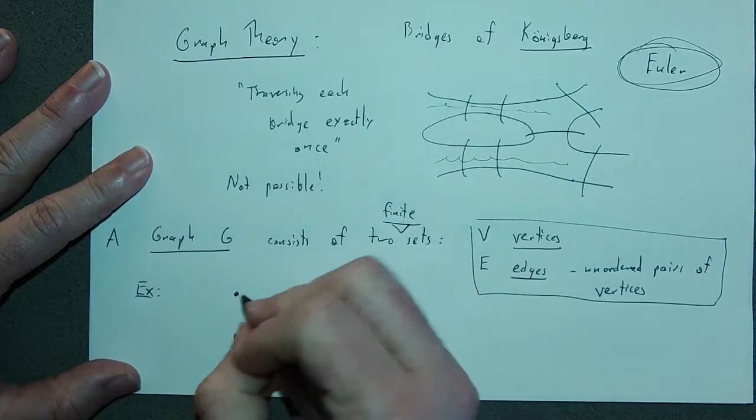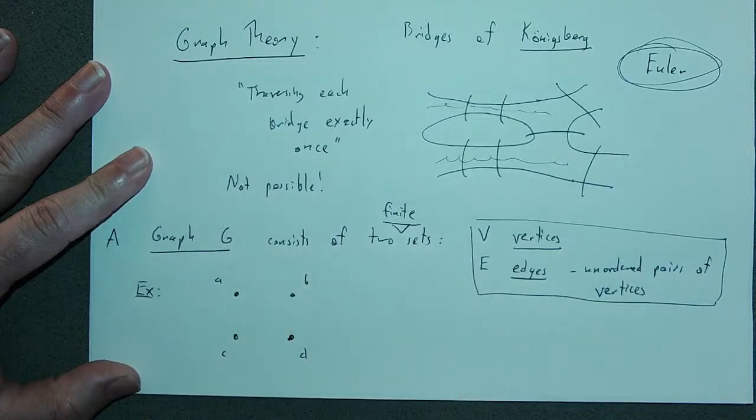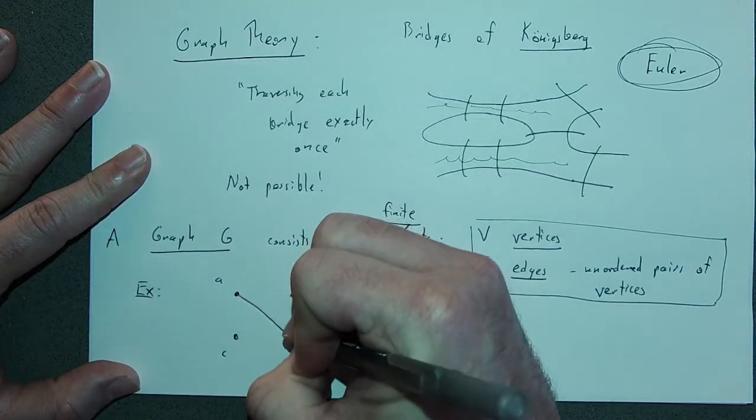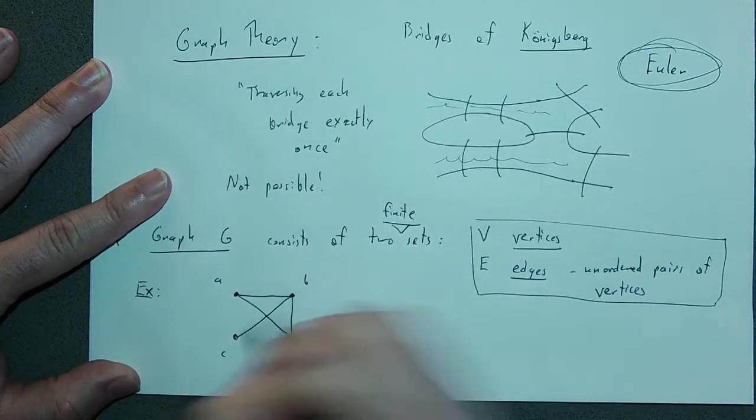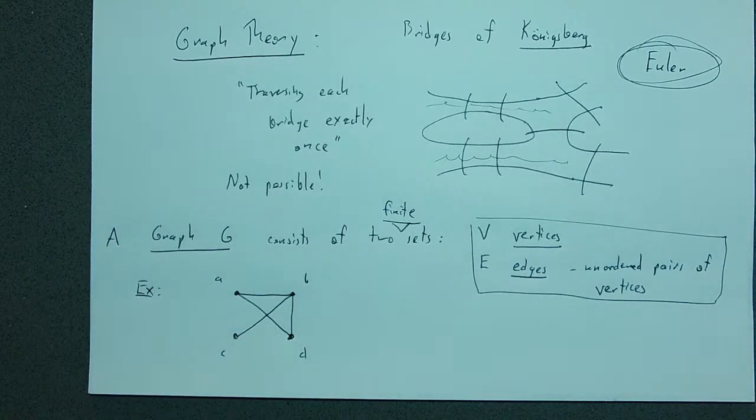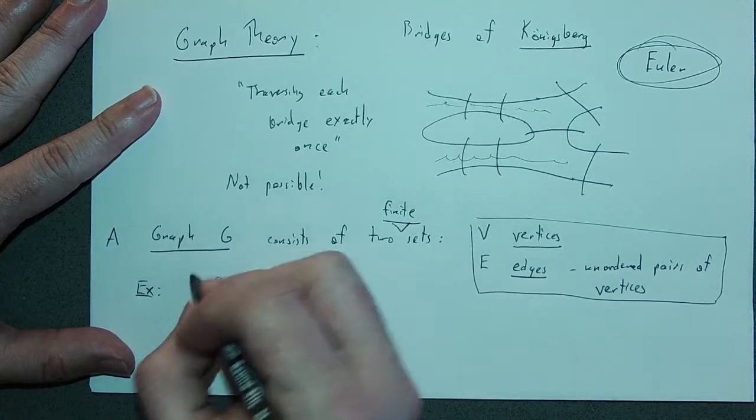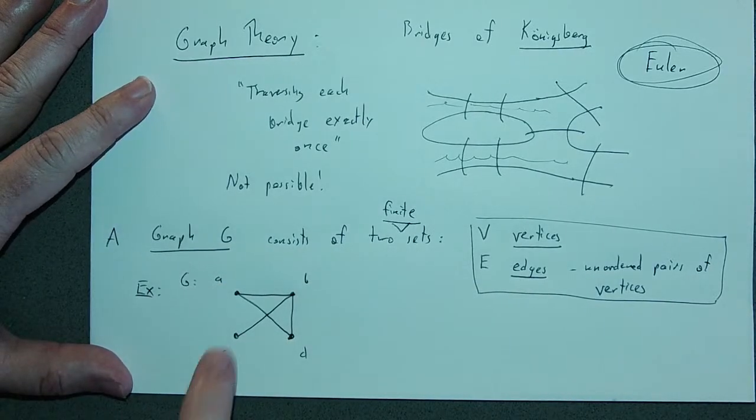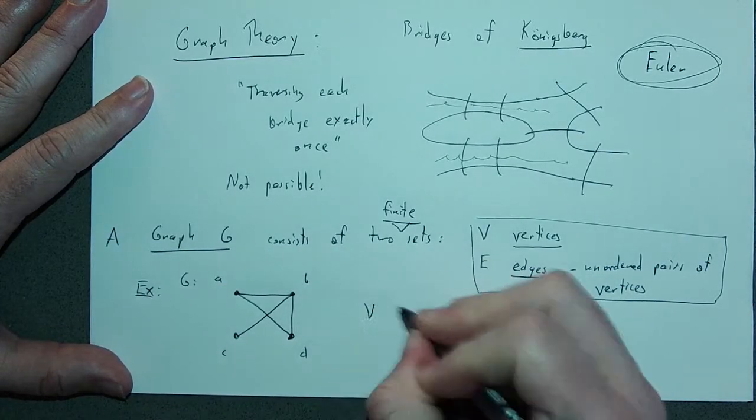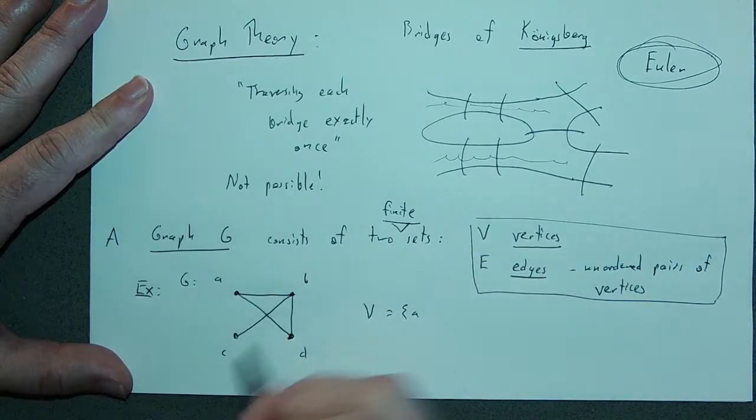So here, I'm going to label these A, B, C, D. Okay, I just kind of picked those randomly. And so for this graph, if this is my graph G, my set of vertices would be the set consisting of these things I've labeled A, B, C, and D.